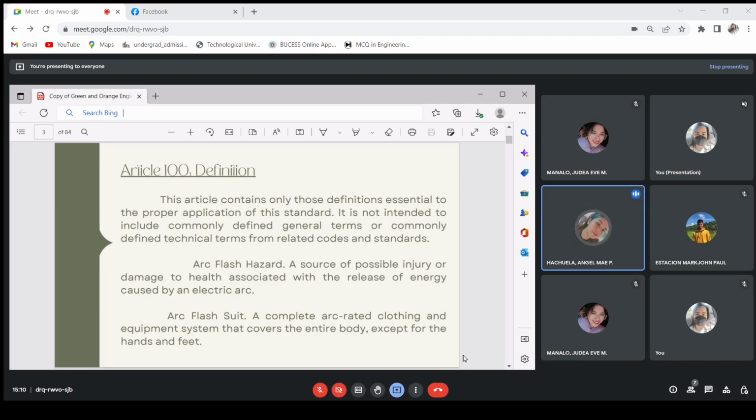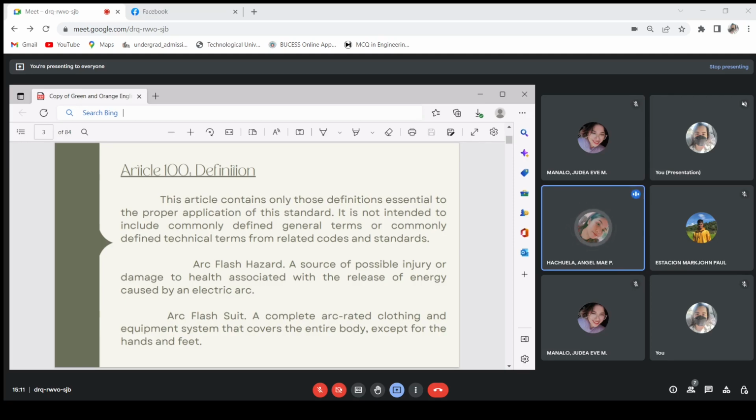The first definition is arc flash hazard, a source of possible injury or damage to health associated with the release of energy caused by an electric arc. The likelihood of occurrence of an arc flash incident increases when energized electrical conductors or circuit parts are exposed, or when they are within equipment in a guarded or enclosed condition, provided a person is interacting with the equipment in such a manner that could cause an electrical arc. An arc flash incident is not likely to occur under normal operating conditions when enclosed, energized equipment has been properly installed and maintained.